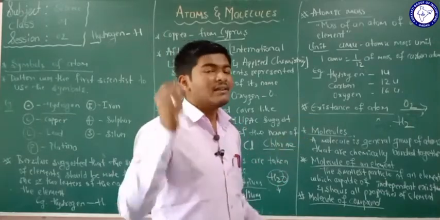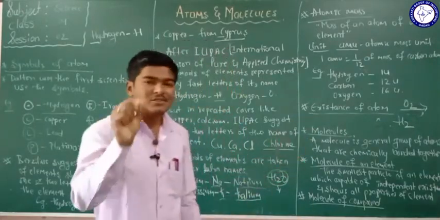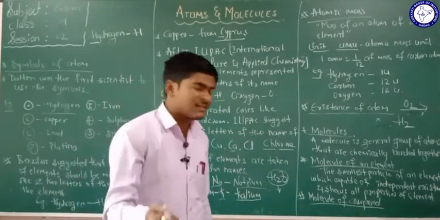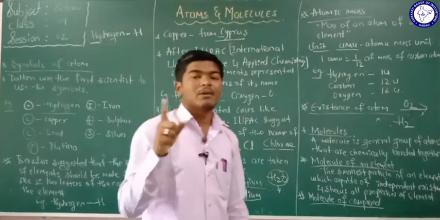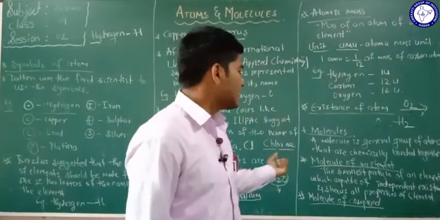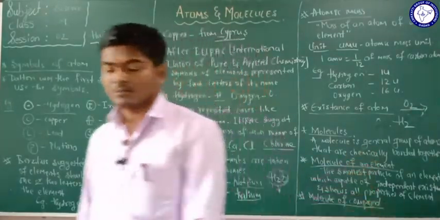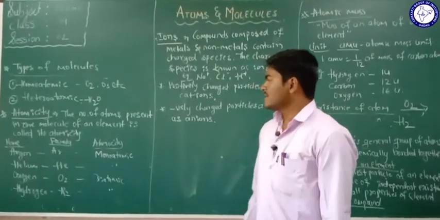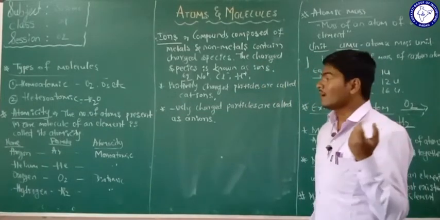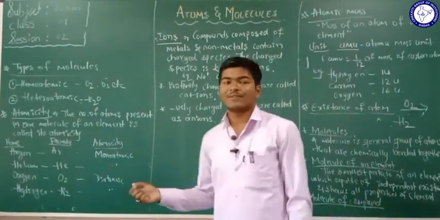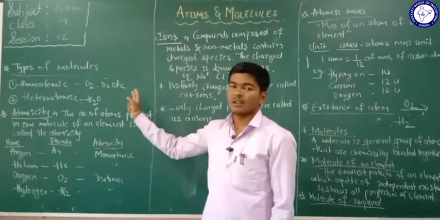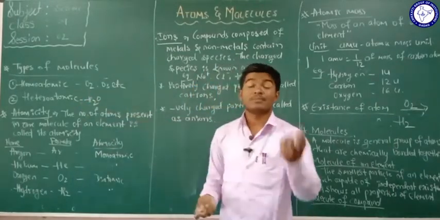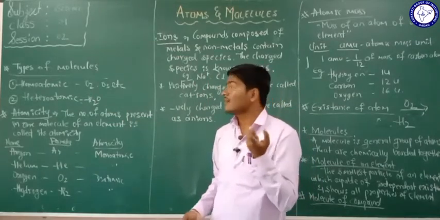So what is a molecule of the compound here? It is the smallest particle of the compound which is capable of independent existence and also shows all the properties of the compound. Based on the number or type of atoms present in a molecule, we differentiate two types of molecules: homoatomic molecules and heteroatomic molecules.